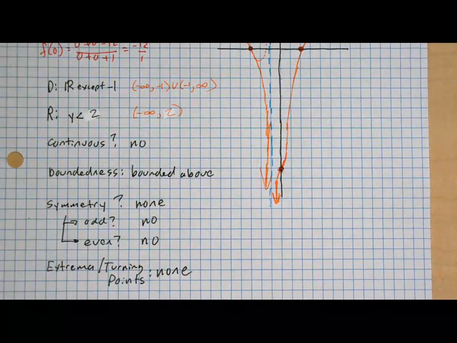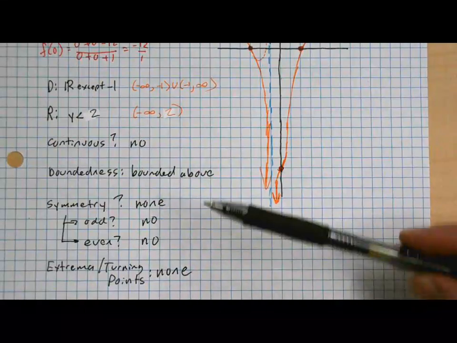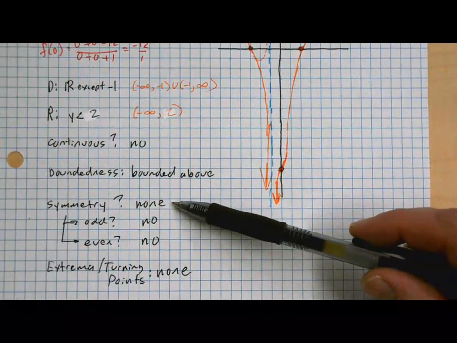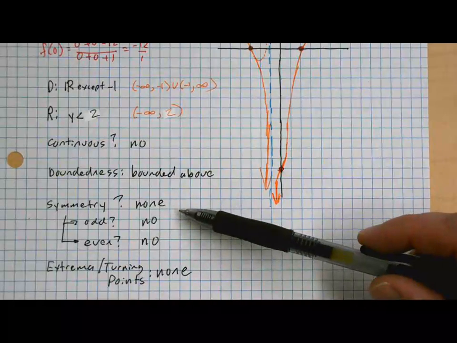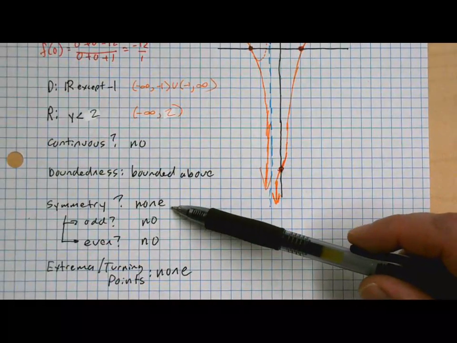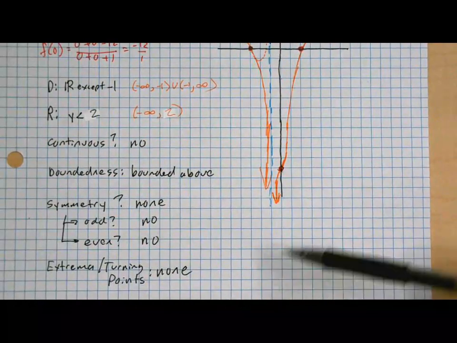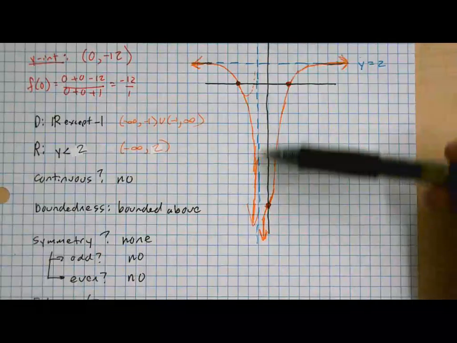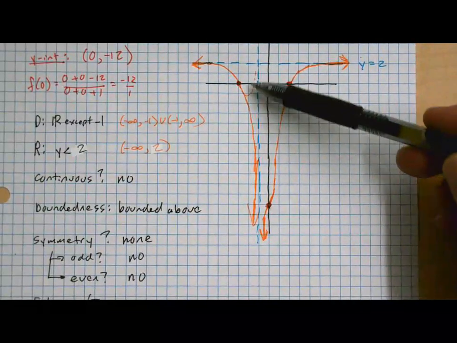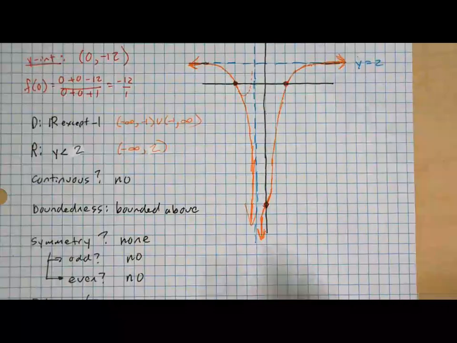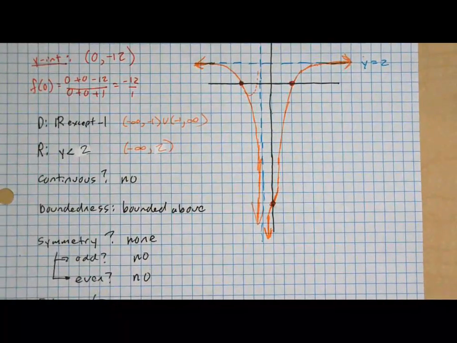When we say symmetry, when we are doing analysis, we're specifically looking for symmetry about the y-axis or symmetry about the origin. Those are the two important ones. This might have symmetry about this vertical asymptote, although I don't think it does because this is 2 units away and this is 3 units away. But that's not really that important.